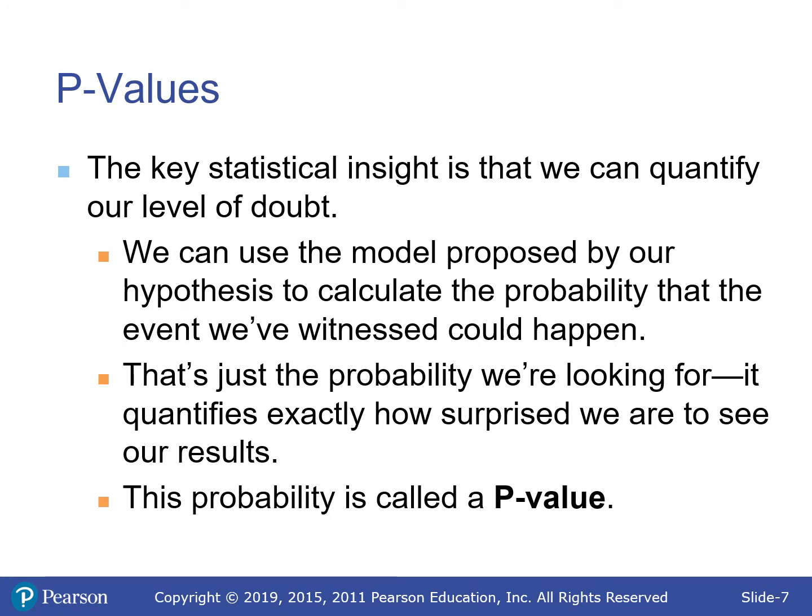And speaking of p-values, that's the probability that we use. We use the model proposed by our hypothesis to calculate the probability for the events we witnessed. And so that is, we get our data, we find the z-score based on our data, and we're going to see the equations for this. But we go z-score to table A to p-value. So it quantifies exactly how surprised we are to see our results. That's their way of saying it's the probability of getting those results if that null hypothesis is in fact true.